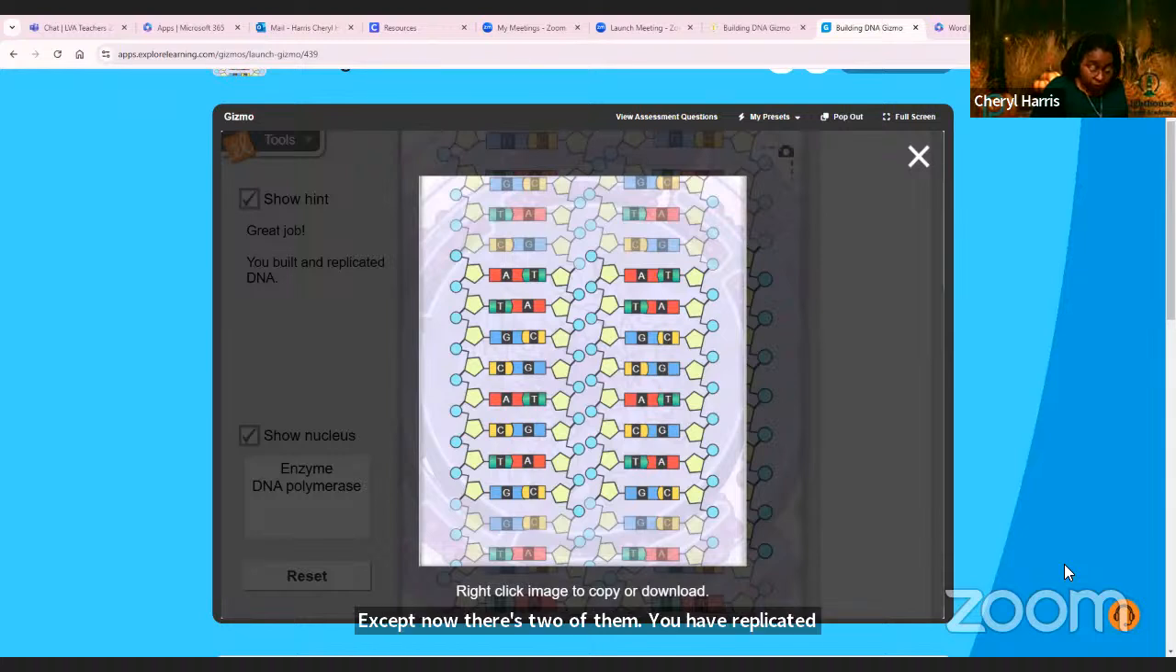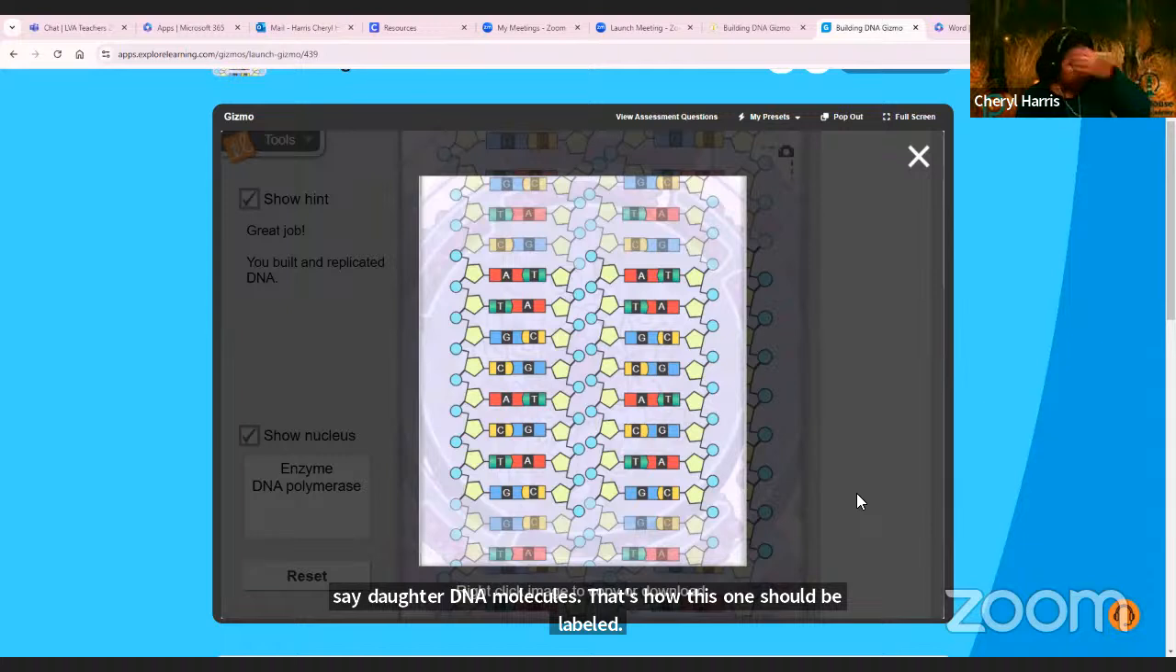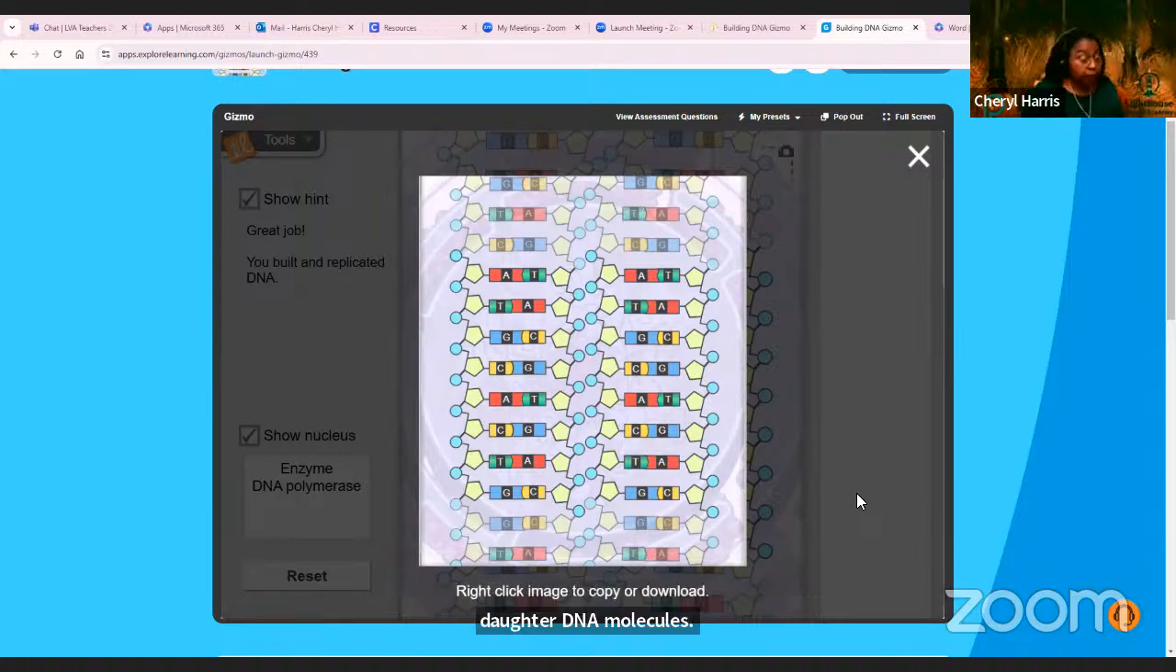Okay, so the answer to the question for number 3, it says, how do these molecules compare with the original? So when you did the camera shot, you were supposed to label this one daughter DNA molecules. That's how this one should be labeled, daughter DNA molecules. Question 3: how do these molecules compare with the original one?